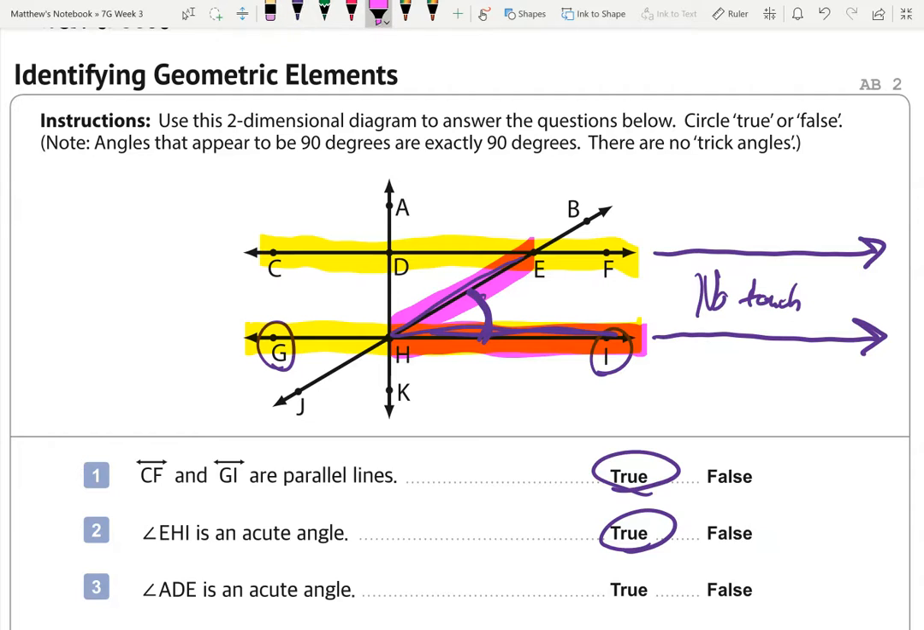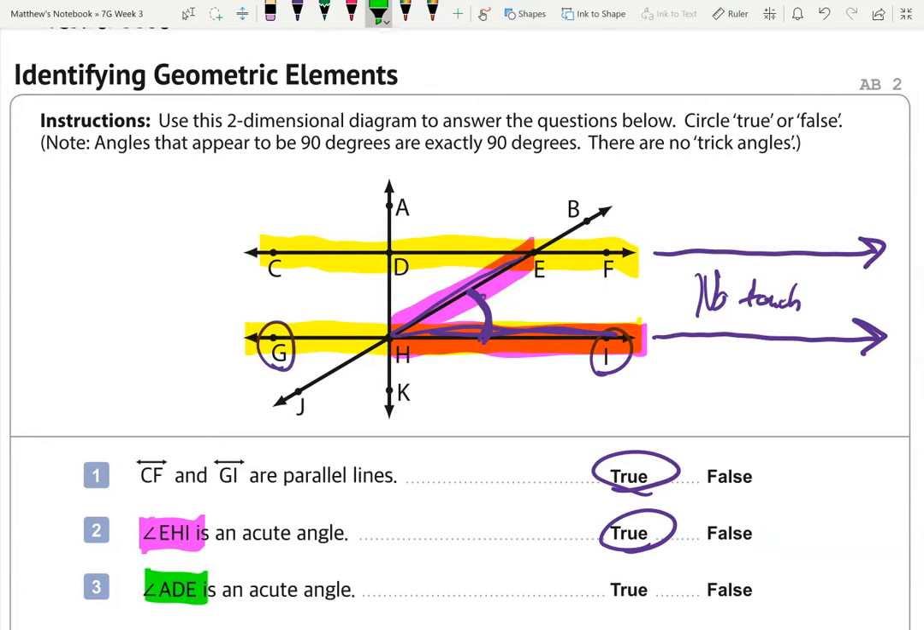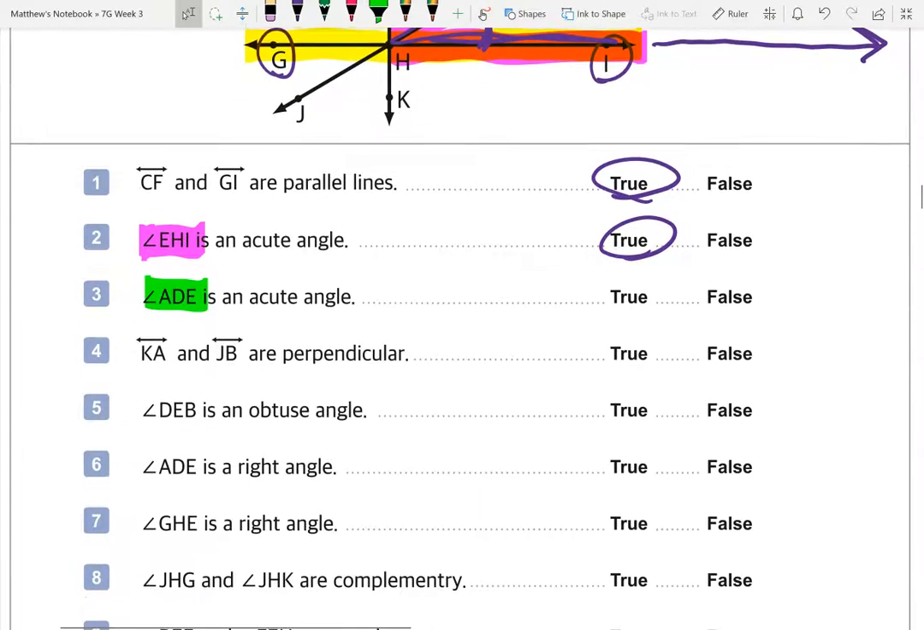And now I'm going to grab a different highlighter here to represent A, D, E. So here I have A, D to E. Is ADE an acute angle, meaning is it less than 90 degrees? That's tough. So you're going to have to measure that one and see what it is.